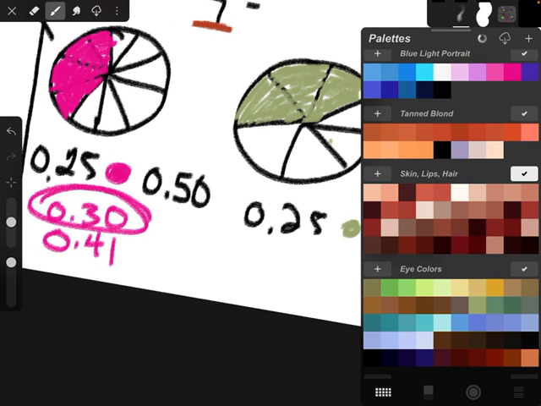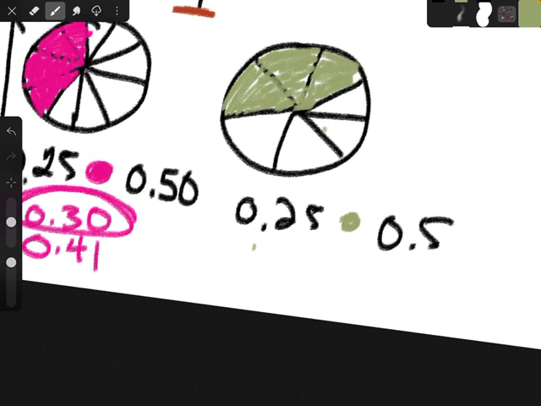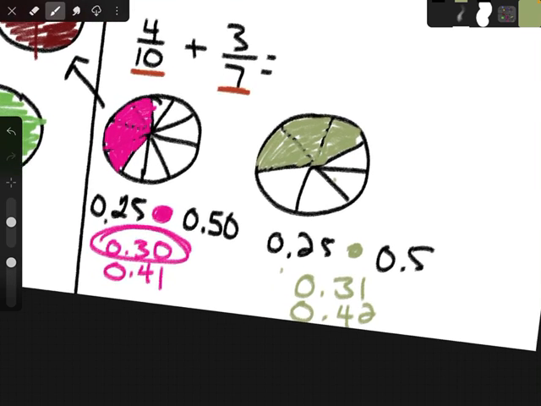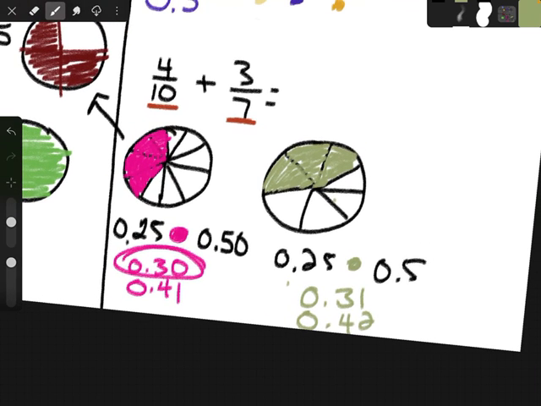It could be 0.31. Or 0.42. It could be anything, right? We have such a big range. But that's the great thing about converting and having pies and diagrams to help you, is that we're approximating. We're getting close to. We're saying it's just about somewhere around here.